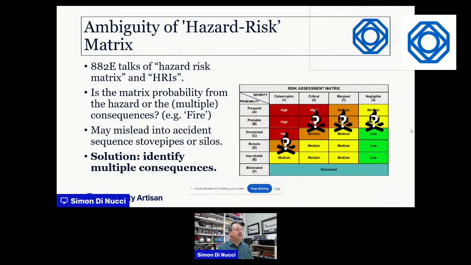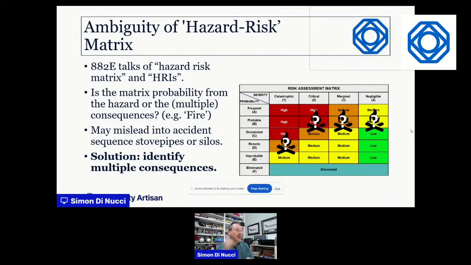And for many types of accidents, and I've got an example here of fire, you can imagine a very small fire, or even a large fire, where nobody gets hurt. So the severity rating might be negligible. Or we might have a fire in which one or more people get killed, so it could be catastrophic. Now, how do we express that if we're linking hazard and risk together in a one-to-one relationship?